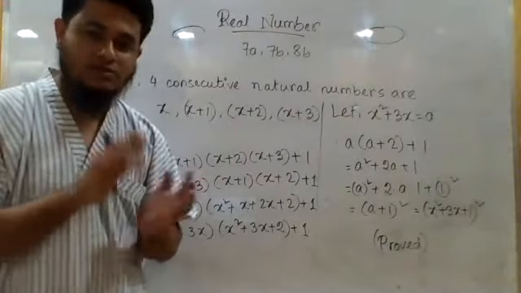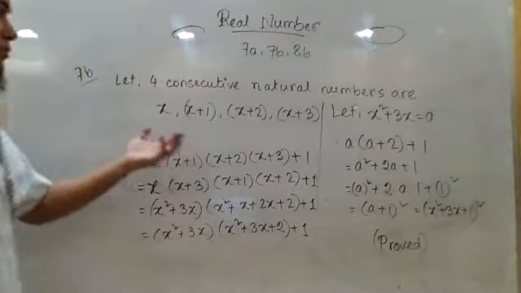2, 3, they are consecutive. 9, 10, they are consecutive. Okay, so I hope you understand now.